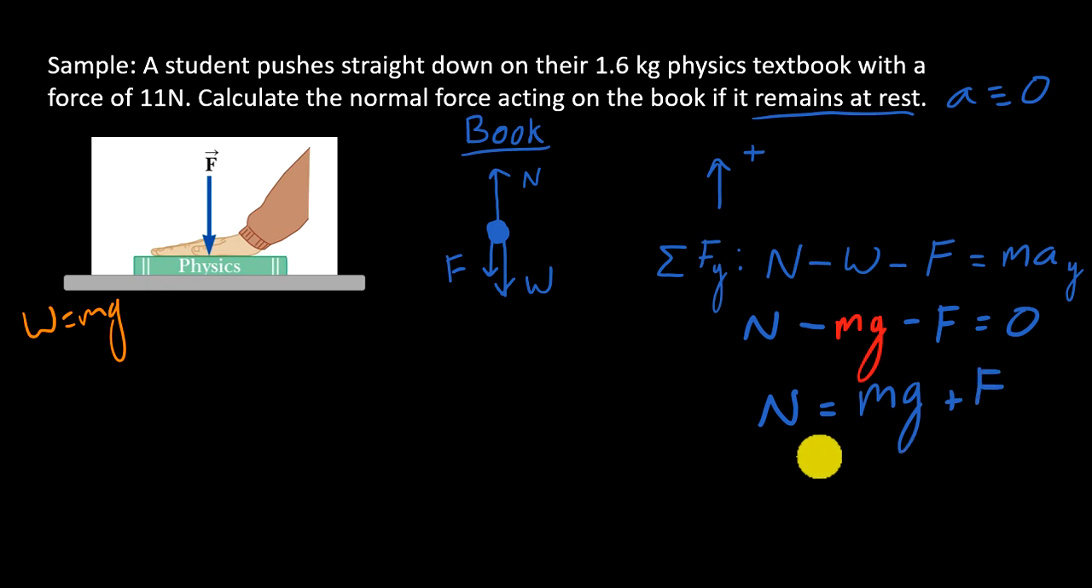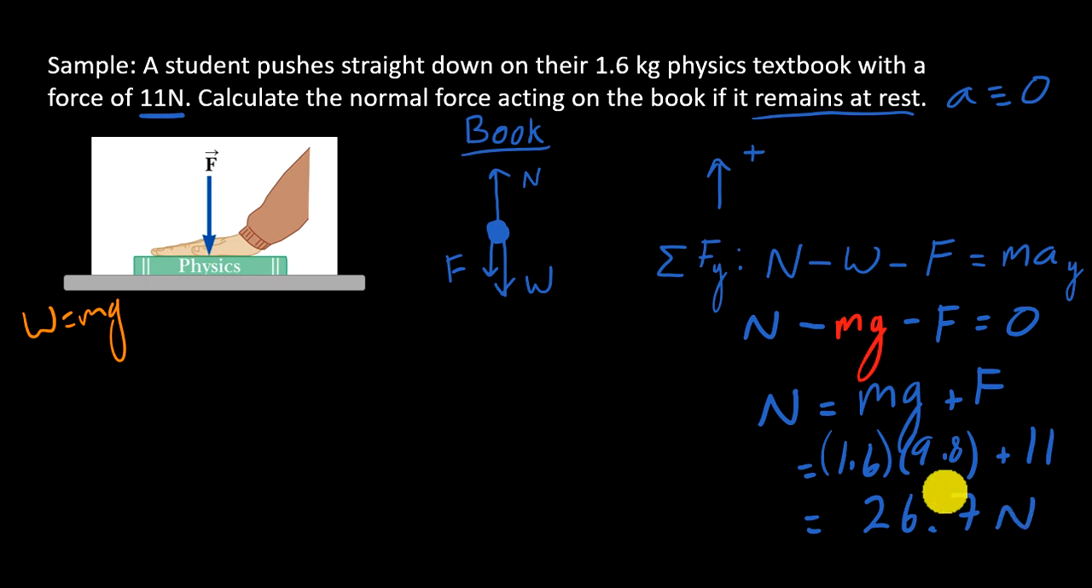All right. Well, mg, that's the mass times 9.8. That's 1.6 times 9.8 meters per second squared, plus the pushing force, which was right here, 11 newtons. Plug that into your calculator, 1.6 times 9.8 plus 11. I get 26.7 newtons. I just rounded after one spot. We are not strictly following sig figs for this course. I would just round after 1 or 2 places and you're fine. That's equal to the normal force.